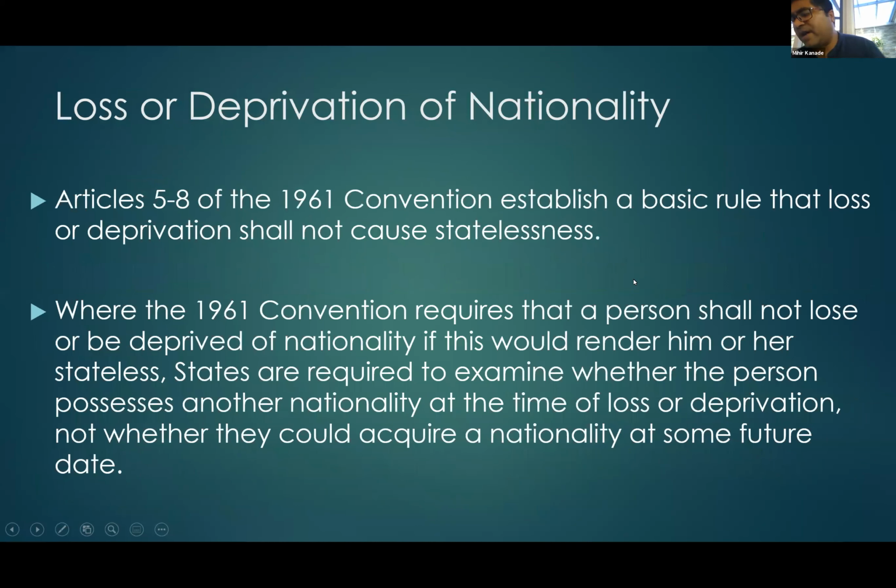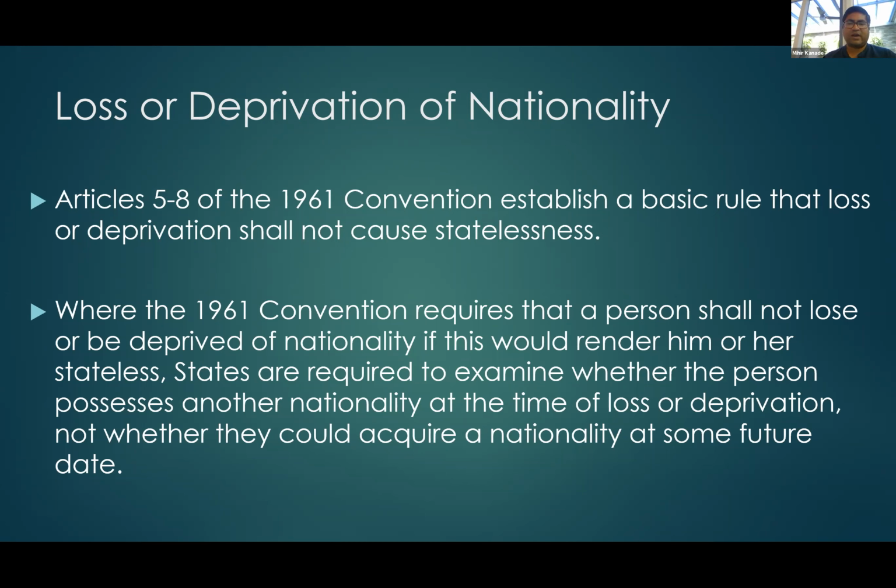All right, now let me turn my attention briefly to the provisions relating to loss or deprivation of nationality. These are captured in Articles 5 to 8 of the 1961 Convention, and they establish the basic rule that loss or deprivation should not cause statelessness. So if you're a party to the 1961 Convention, you are prohibited from depriving someone of their nationality, generally speaking, as a matter of principle, if that would result in statelessness.